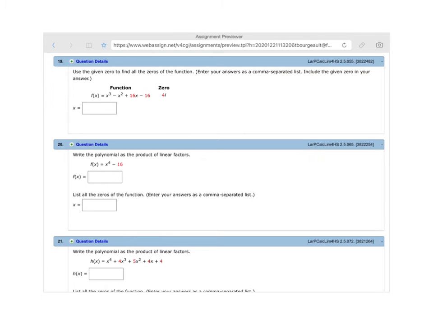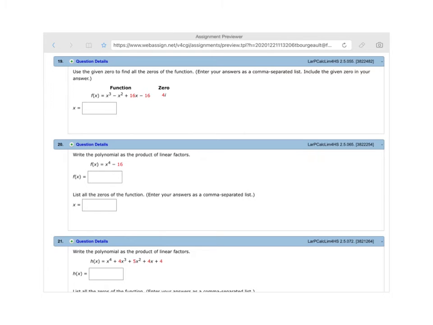So question number 19 says that 4i is a zero. The problem is I can't put 4i into synthetic division to figure out what this is going to be, okay? But what I do know is that if 4i is a zero, so is negative 4i, right? And that means that x minus 4i times x plus 4i, well, those will actually work. And when I do out that distribution, I get x squared plus 16.